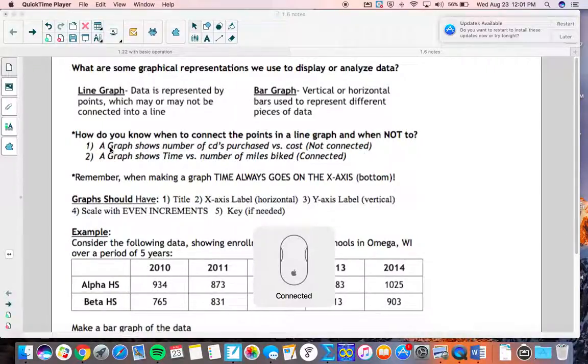They were talking about graphing, creating graphs, analyzing graphs, and tables as well. So a line graph is data that's represented by points, which are then connected with a line, perhaps, if it makes sense within the context of the problem. Bar graphs are vertical or horizontal bars used to represent different pieces of data.